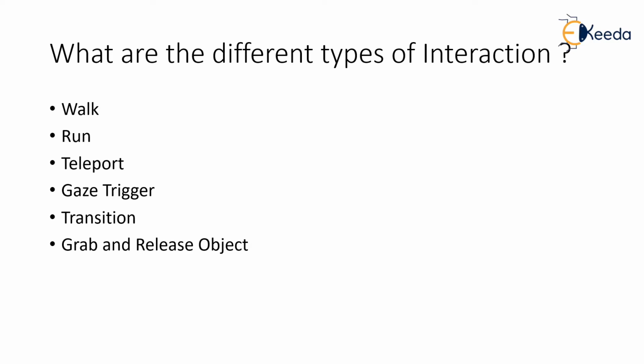How do you transition from one scene to another? So if you're looking at a particular scene and you want to go from one level to another, how do you do that in virtual reality? And finally, how do you grab and release objects in virtual reality? Each of these interactions is something that we'll be developing in our upcoming lectures in this chapter.